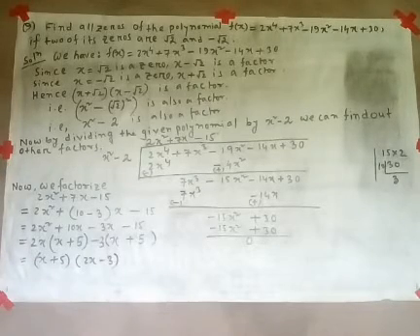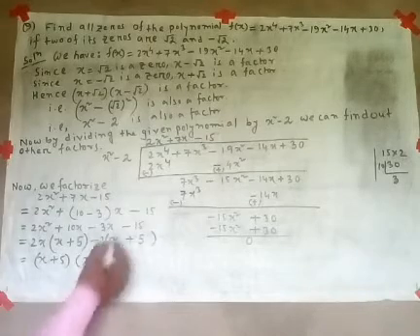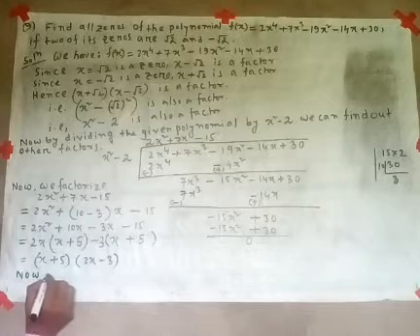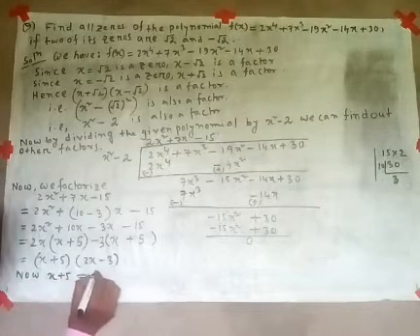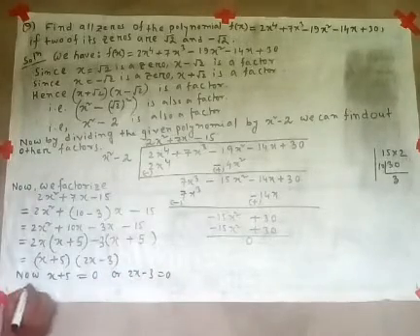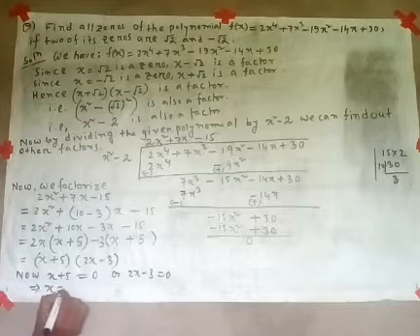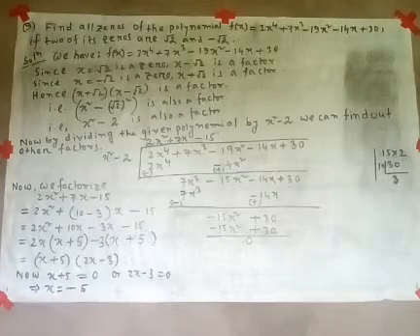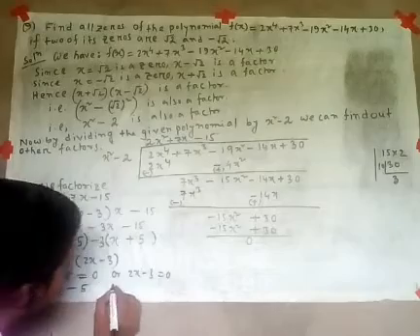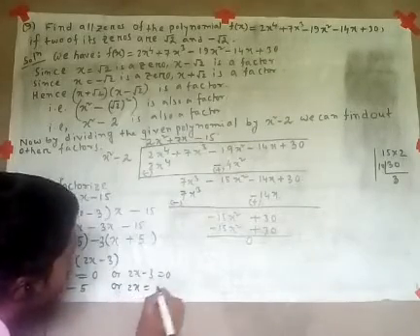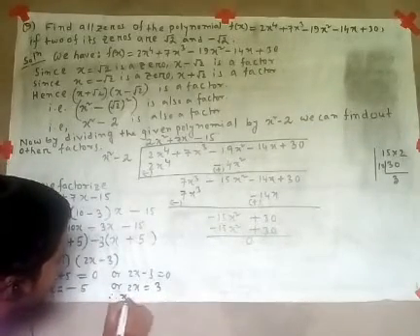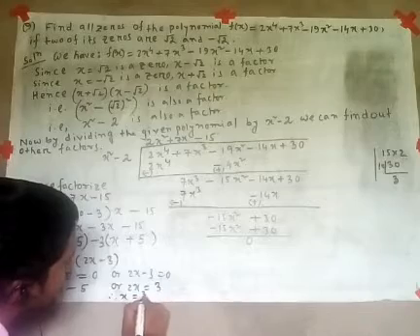From this part we can continue how? We can write here, now x plus 5 equal to 0 or 2x minus 3 equal to 0. This implies x equal to, plus 5 is changing the side, minus 5. Or 2x equal to minus 3, it is changing the side, it will be plus 3. Therefore x equal to 3 by 2.